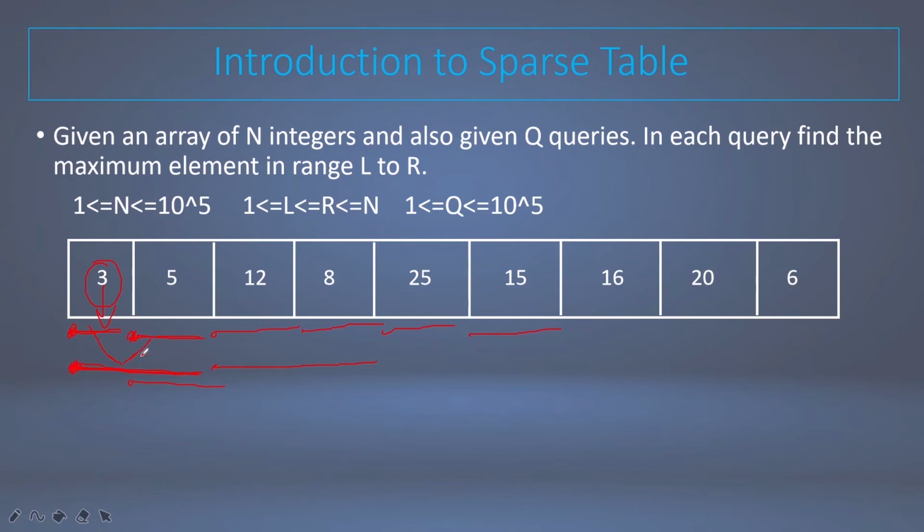Okay, then again we will make the block size of 2 from this position. To make this we will combine these two. From this position we will take the maximum element of length 1. Then I will jump of length 1. Then from this position I will take the maximum of length 1. By combining these two we will get the maximum of length 2, right? Then we will store it in this position.